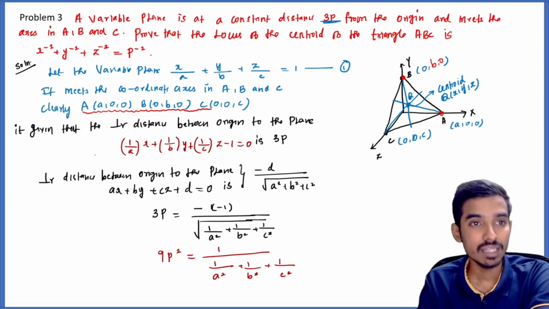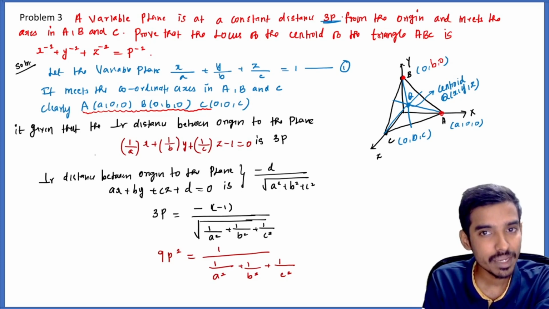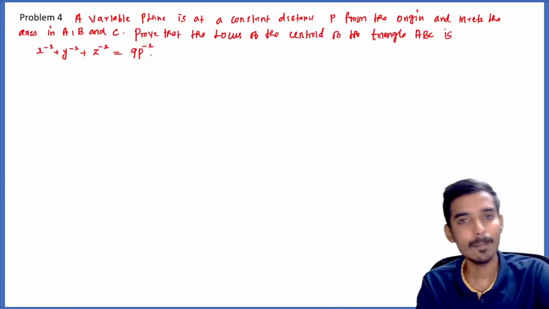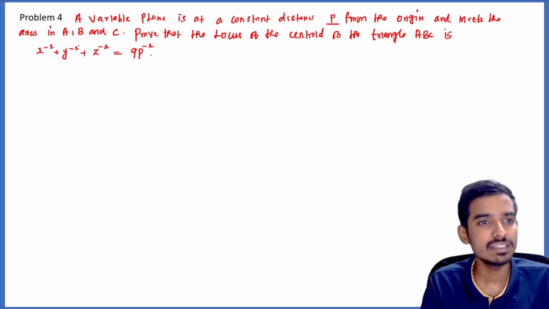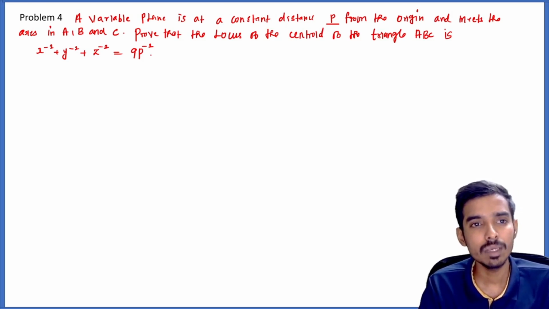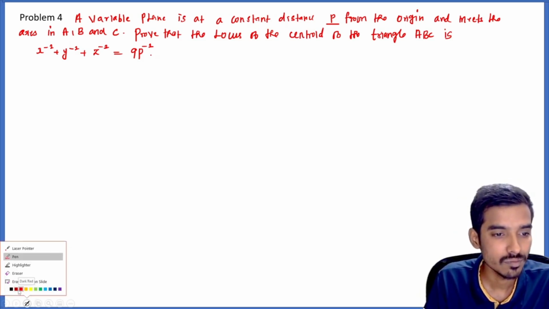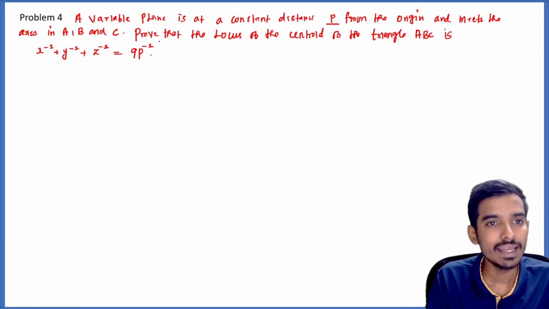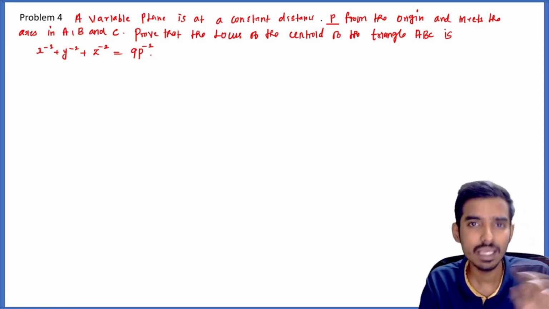Now, problem 3. Understand problem 3. Problem 4 is very, very simple, right? Same problem. Instead of 3p distance from the origin, the fourth problem is it is a distance of p from the origin, right? Very same problem. Prove that the locus of centroid of triangle ABC is x power minus 2 plus y power minus 2 plus z power minus 2 is equal to 9 times p power minus 2, right? Okay, we'll do this. So a variable plane is at constant distance p from the origin. Everything is same. Only thing is instead of 3p, here we have p.